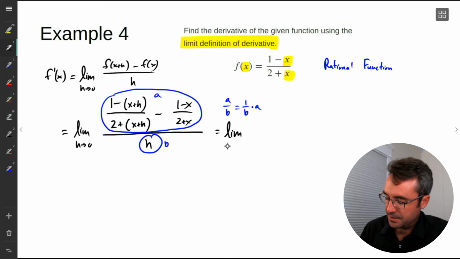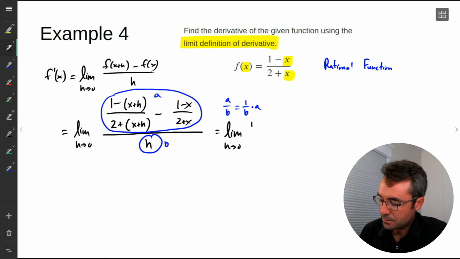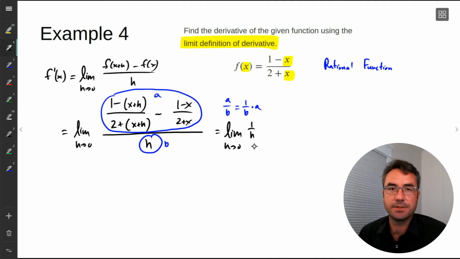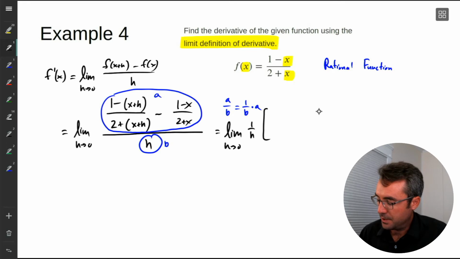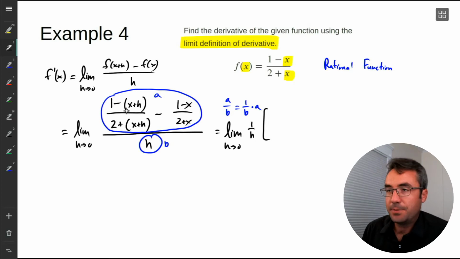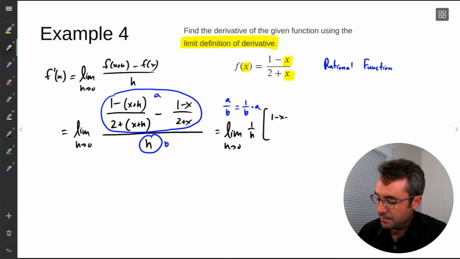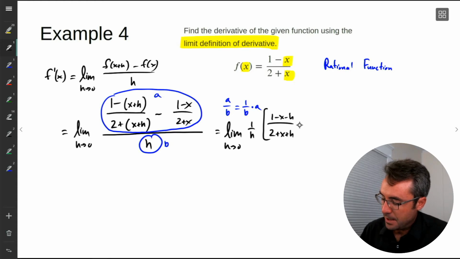So we're going to write this as the limit as h goes to 0. Instead of dividing by h, we're going to put a little 1 over h in front, multiply by its reciprocal, and then take all of this that's in the numerator and throw it into some brackets right next door. And we'll clean it up as we go. So let's distribute this negative. So we get 1 minus x minus h all over 2 plus x plus h. And then we're subtracting, and we have our other fraction.